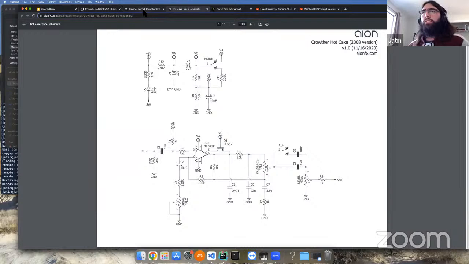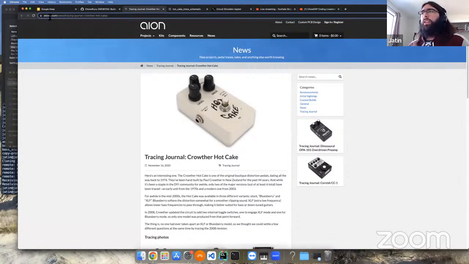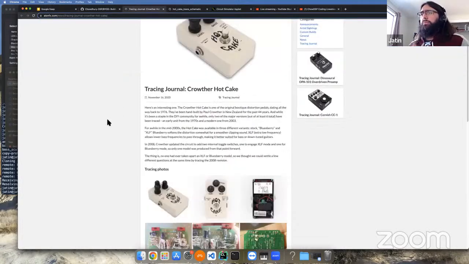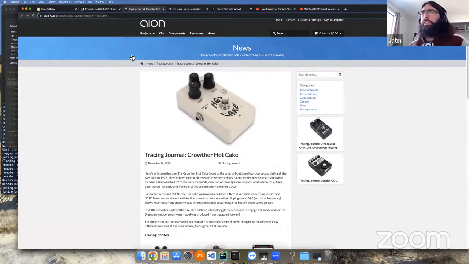Actually, I should mention as well that I got the schematic from this website. This is Aeon FX. I don't know if I'm pronouncing that right, but they have a number of interesting articles and other things that they work on. They build their own pedals. They sell these kits, all kinds of stuff you can get from Aeon FX.